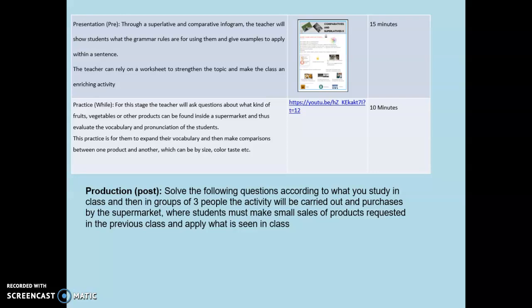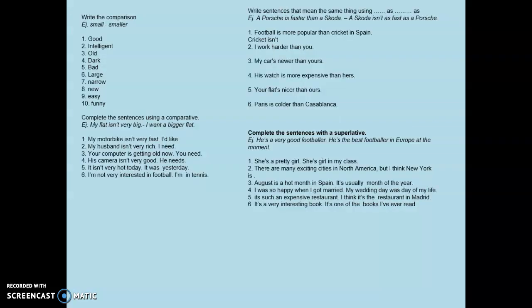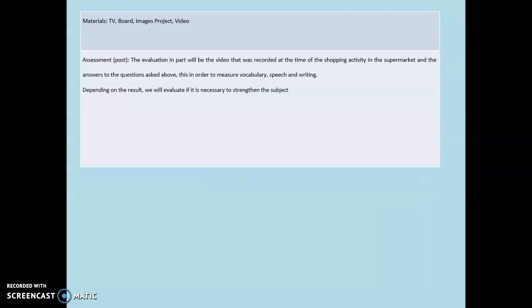Production. Solve the following question according to what they studied in class, in groups of 3 people. The activity will be carried out as a purchase at the supermarket, where students must make small sales of products requested in the previous class and apply what they learned in class. This is the question the students answer. The materials are TV, board, image projector, and video.